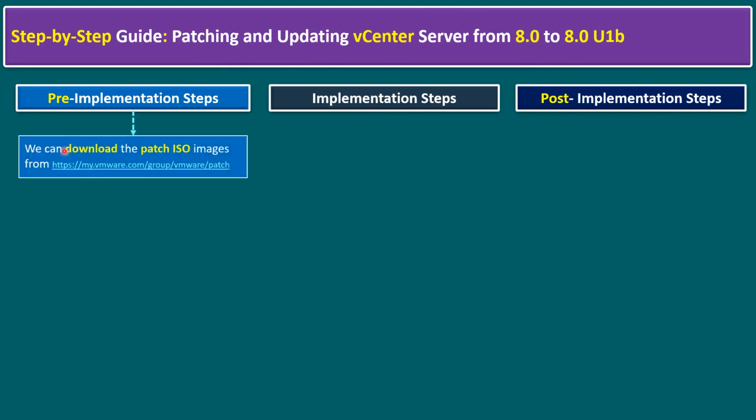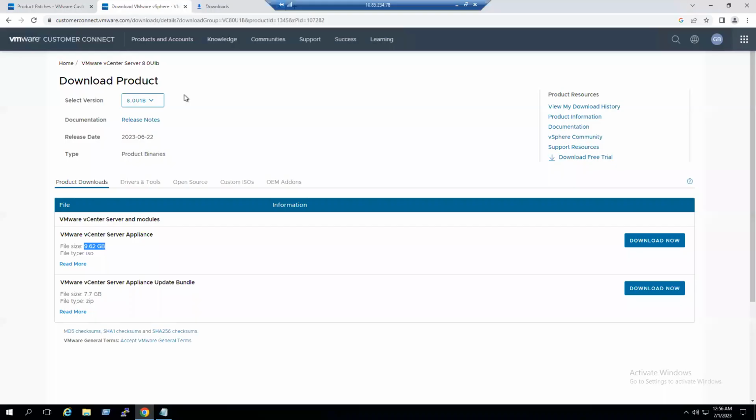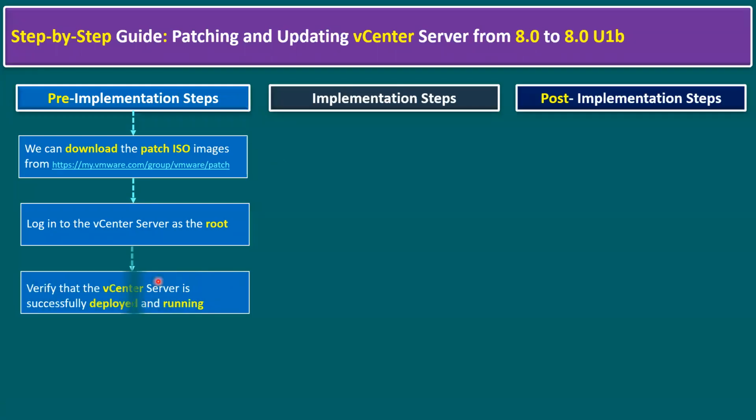In the pre-implementation steps, we download the patch ISO images from the VMware patch URL. Just now we verified how we can download the latest patch, and we already downloaded it. This step is completed. Next, log into the vCenter server as root. For this step, we require root credentials, and we already collected them. Then verify that vCenter server is successfully deployed and running. So we need to validate whether the vCenter server is running.